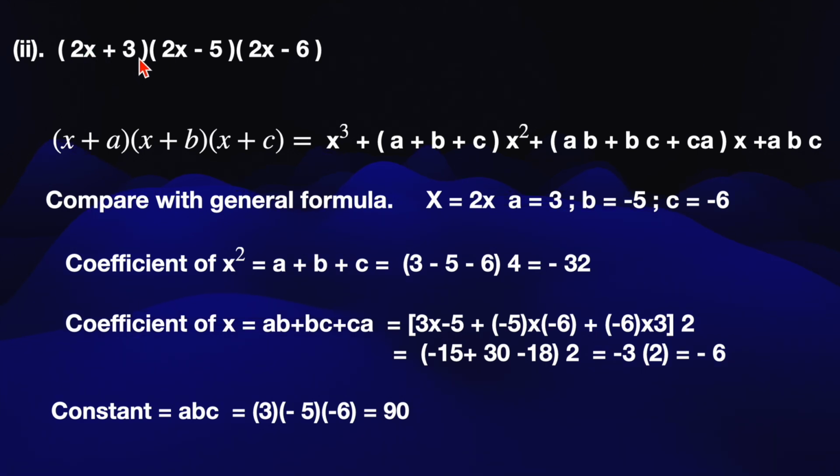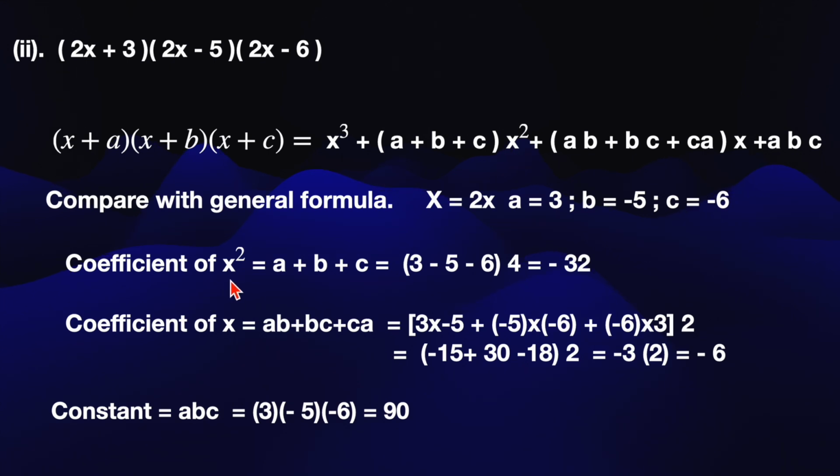Okay, and here a is 3, b is minus 5, and c is minus 6. So the coefficient of x square here is a plus b plus c. But here x is what? x is 2x. So when we do the whole square, it becomes 4x square. So a plus b plus c, whatever answer you get, multiplied by 4 is the coefficient of x square.